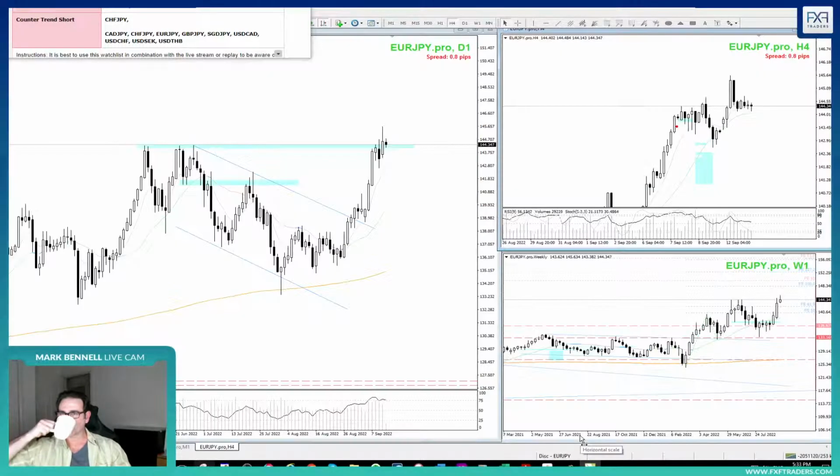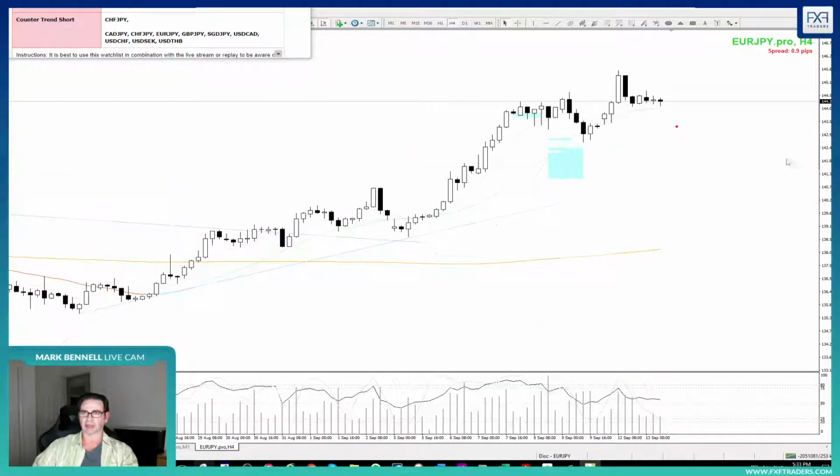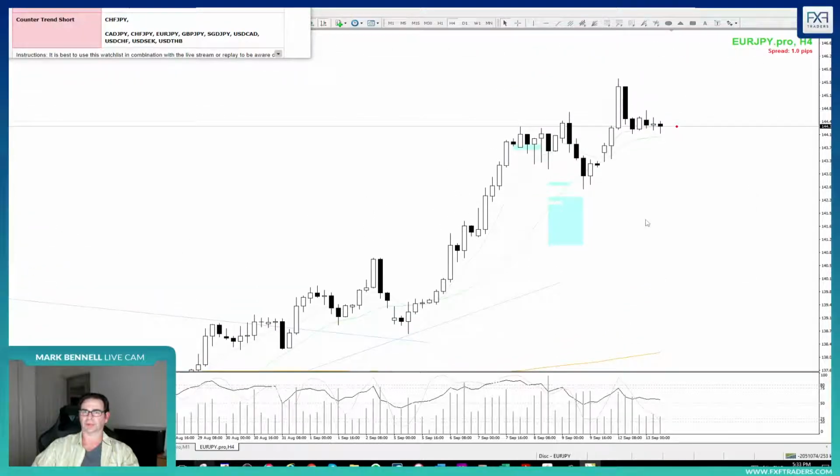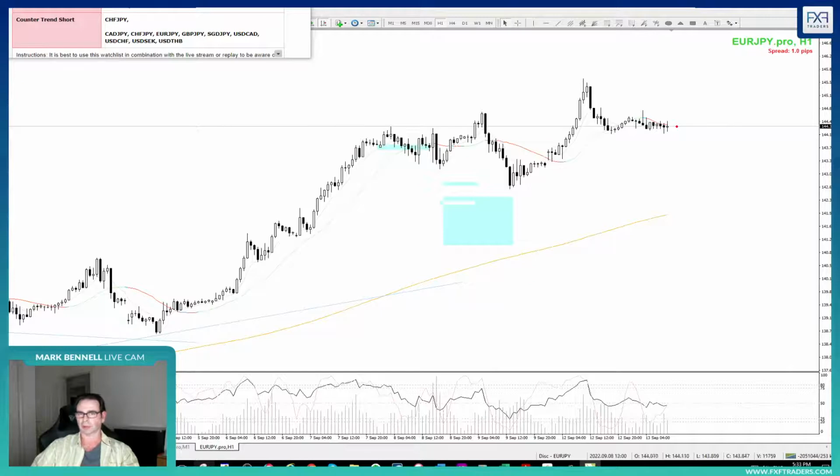Euro yen. Euro yen was at resistance. This is why I don't just buy and sell at support and resistance. I don't find that's effective. So in here we were looking for the move down. You can see everything's marked. Everything's still marked. Same again. Look, we didn't get anything.